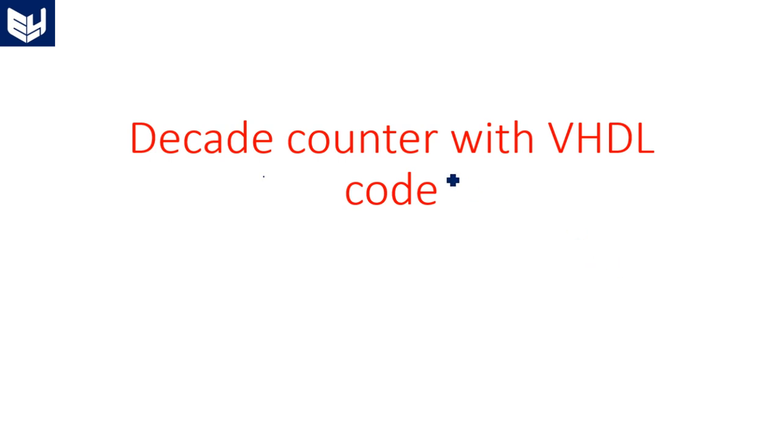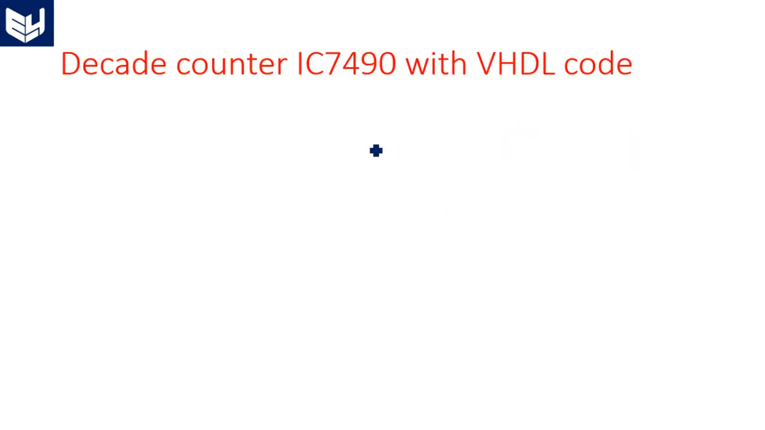Hi everyone. In this video I am going to explain about the decade counter and its VHDL code. The decade counter IC number is IC 7490. IC numbers we have to remember very well, because in the examinations you may be asked especially about IC numbers. By seeing the IC number 7490, you have to remember this is a decade counter.